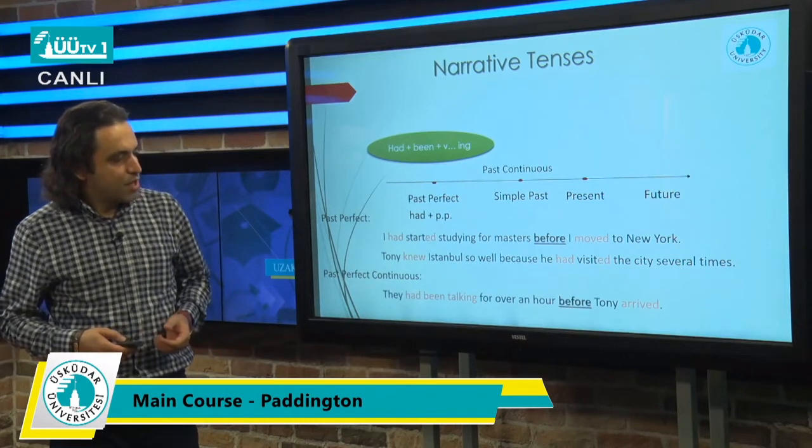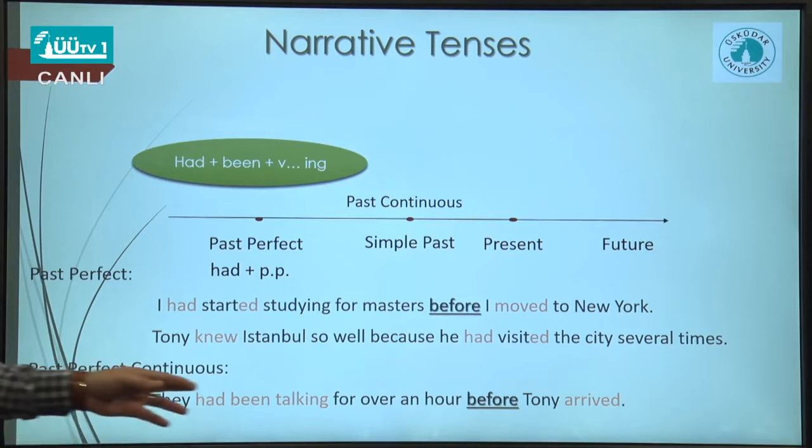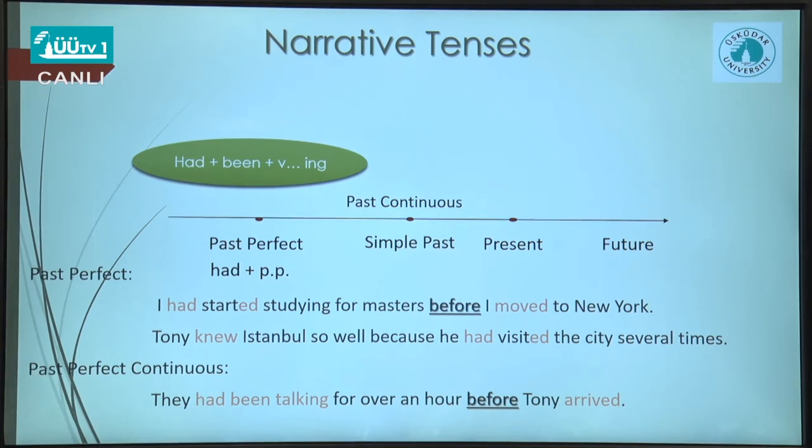They had been talking for over an hour before Tony arrived. So the action of talking, which was in progress, started earlier, and then Tony arrived. Therefore, for the first one we use past perfect continuous. For the next one, we use simple past. Good.